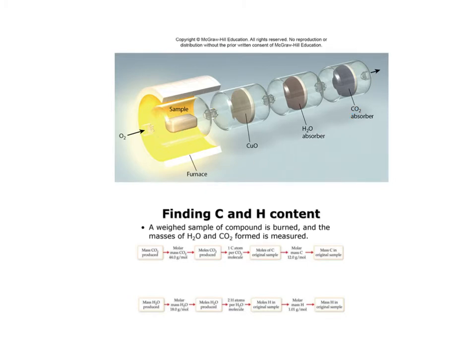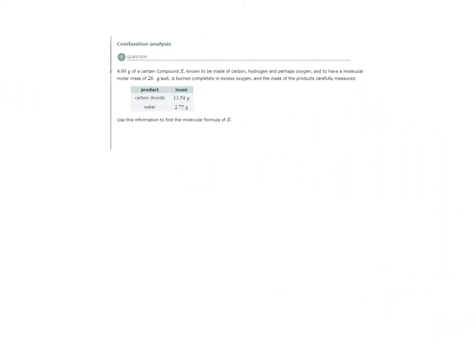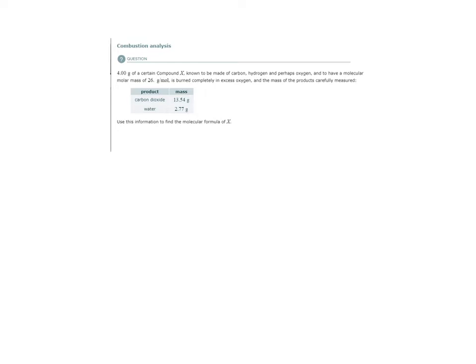So how do we find the carbon, hydrogen content, and oxygen if it's there from the information given? We're going to use this little guide. So I'll keep coming back to this guide here. Let's go back to the problem. I see my two products. There's carbon dioxide, and here's water. We have the masses of these products. So they weighed it before and after the reaction, and they got a mass. The mass of carbon dioxide is 13.54 grams. The mass of water is 2.77 grams.